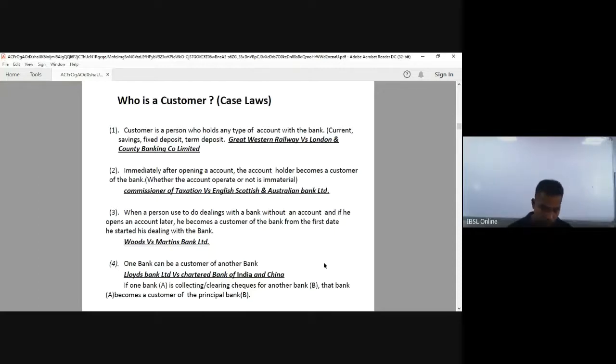Then the next point, a very important point. Now we know that to become a bank customer, you have to open an account and maintain an account. Number 2, immediately when you open the account, you become a customer. Transactions are not necessary. It's not mandatory. Number 3, the case Wood versus Martins. This is a very important case. Very important case.